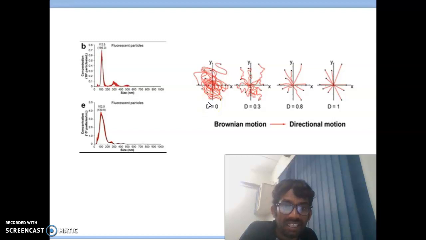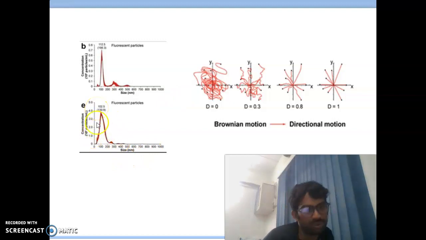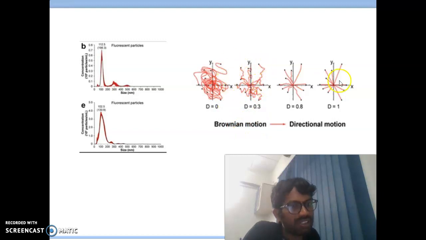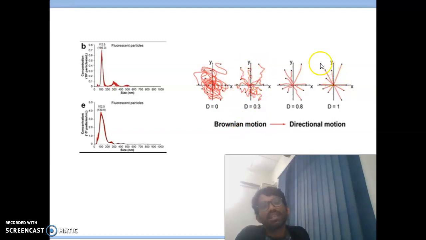Next, in the NTA graph, on the x-axis you can see the particle size, and on the y-axis the concentration of the solution. And this is Brownian motion. You can see clearly the difference between Brownian motion and non-Brownian motion.